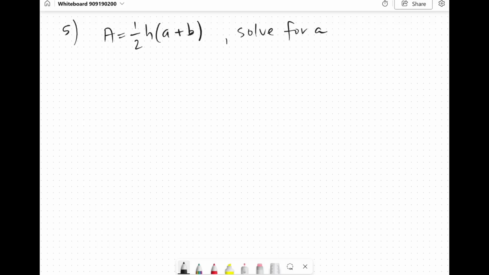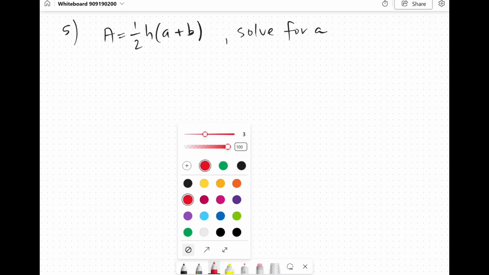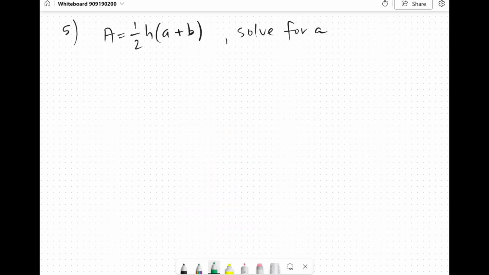And here's the last one. We are solving for a. So we want that a to be by itself, and it's right here inside of the parentheses. So we will start with distributing. I'm going to distribute 1/2 h, that's what you have in the front, into the a first and then into the b second. So that gives me 1/2 h a plus 1/2 h b, and then my capital A on the left.